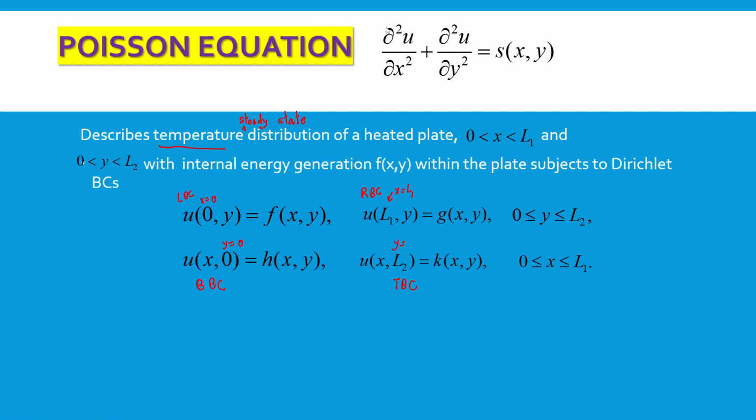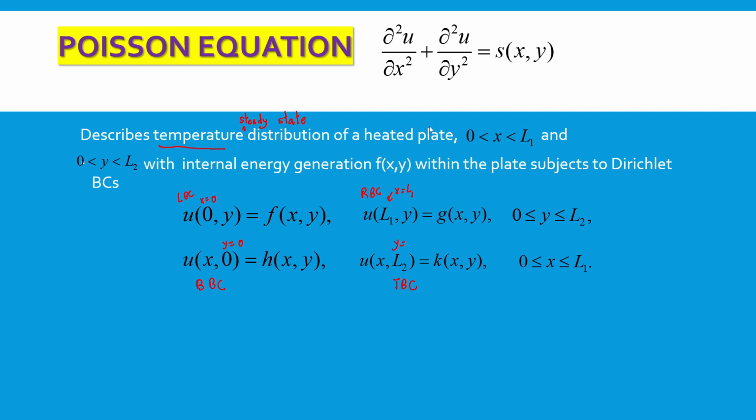So we have the Poisson equation, del 2u del x2 plus del 2u del y2 equal to s(x,y). You notice the left hand side is exactly the same as the Laplace equation. It's only the right hand side: for Laplace equation it is 0, while for the Poisson equation it is a function of x and y, or can be a constant value. And the Poisson equation actually describes the steady state temperature distributions of a heated plate.